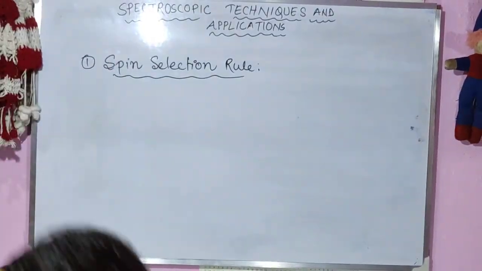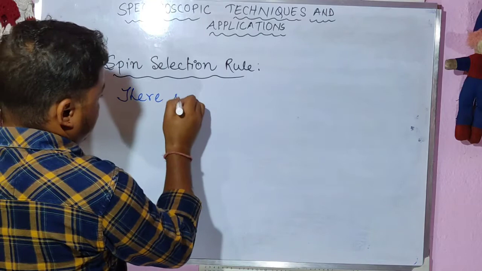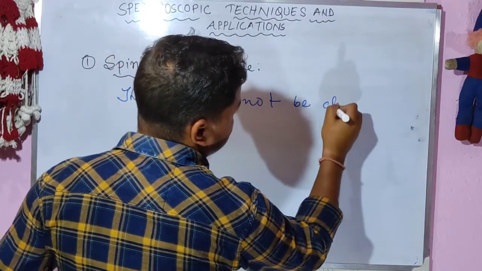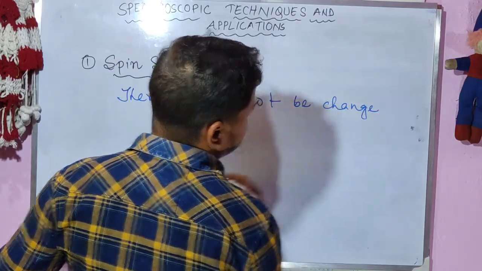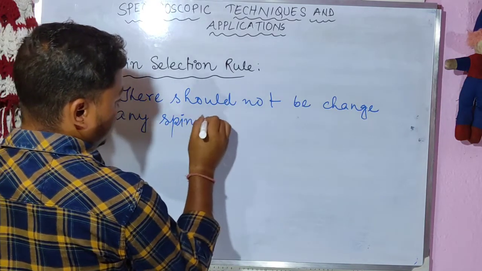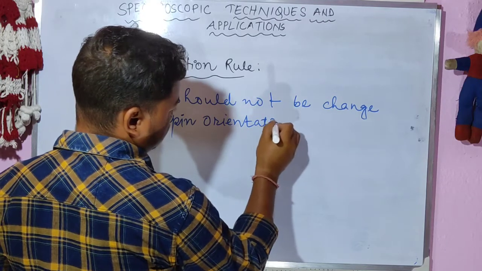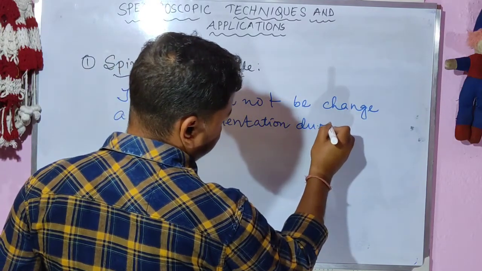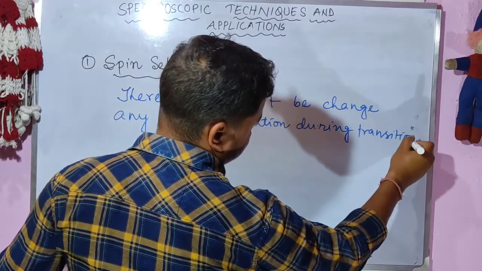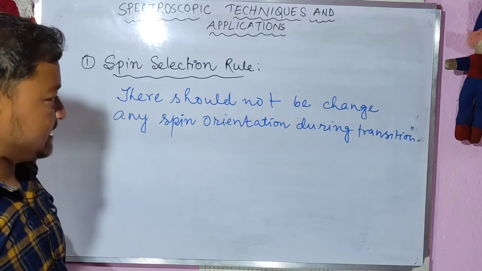The spin selection rule is that there should not be any change in spin orientation during transition.